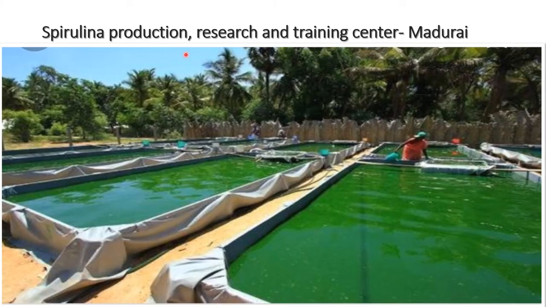Spirulina Production Research and Training Center in Madurai. One example of a successful business initiative revolving around spirulina production can be seen in Madurai, India. They have been cultivating spirulina for the past 15 years. Here, 15 women run a production facility of 40 spirulina tanks. They produce 150 kg of spirulina per month.